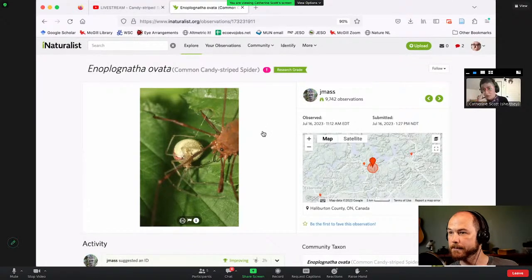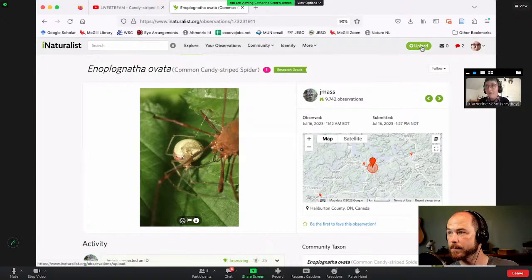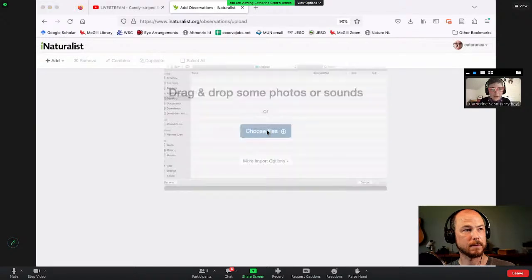Now, if I want to add an observation, what I would do is just click this little upload button, and I'm going to do it here from the desktop first, because it's bigger and you can see what's going on. But afterwards, I will show you an alternative way to do it as well. A lot of you will be taking photos with your phones, which is perfect. But if you have a camera and download your photos onto your machine at home, you can just drag and drop or choose a file.